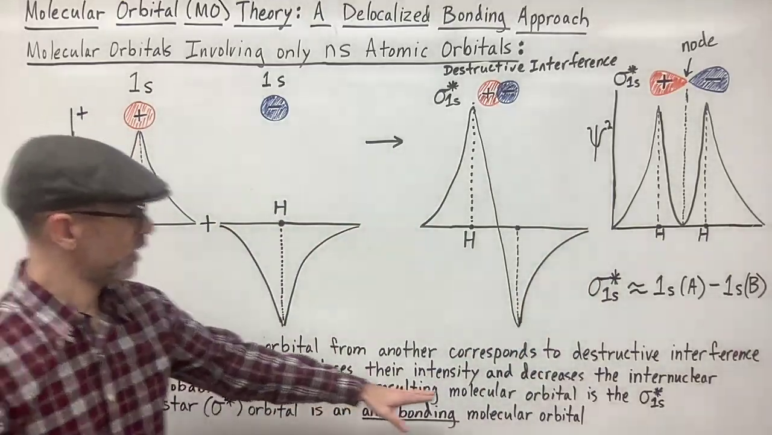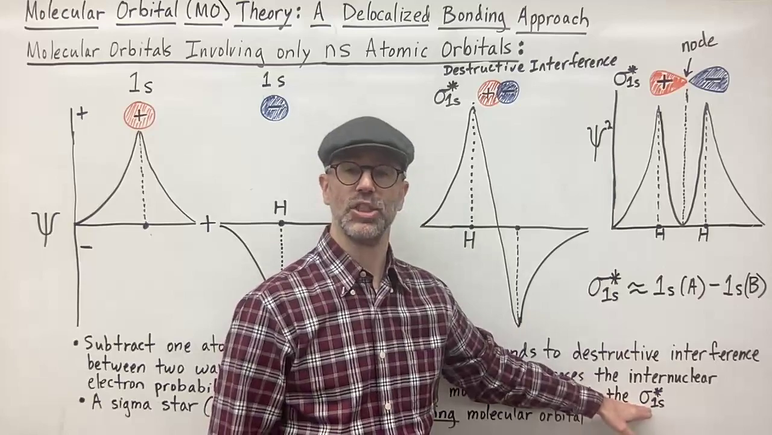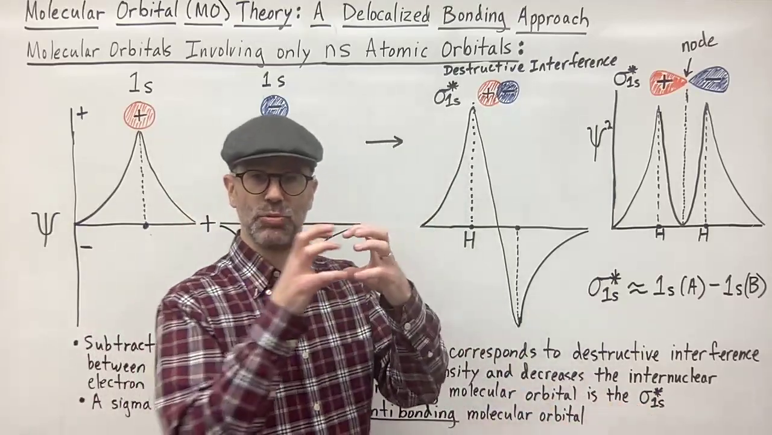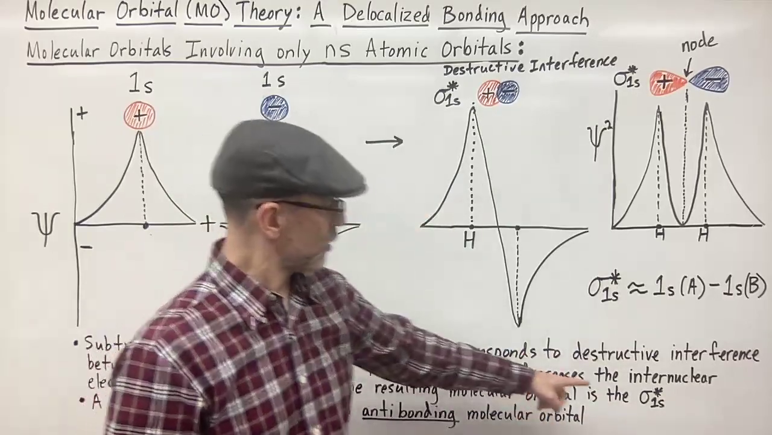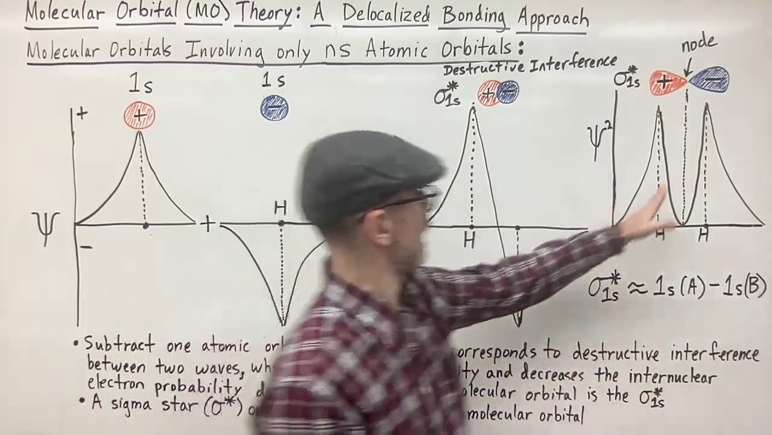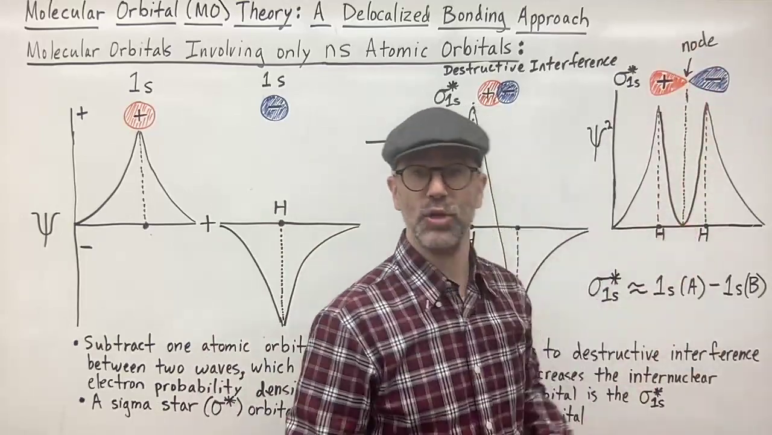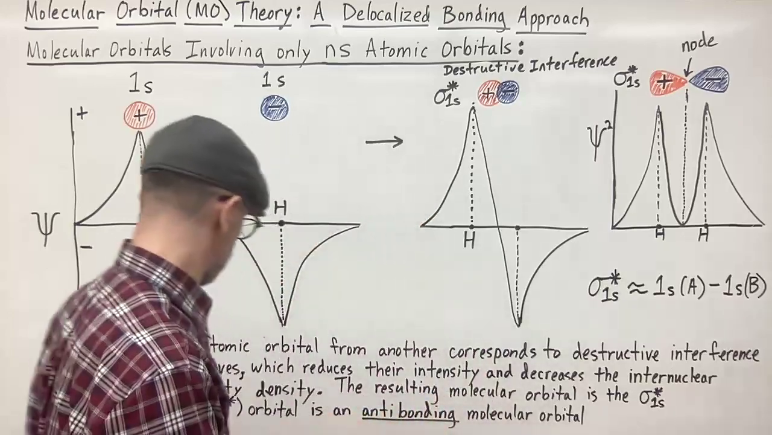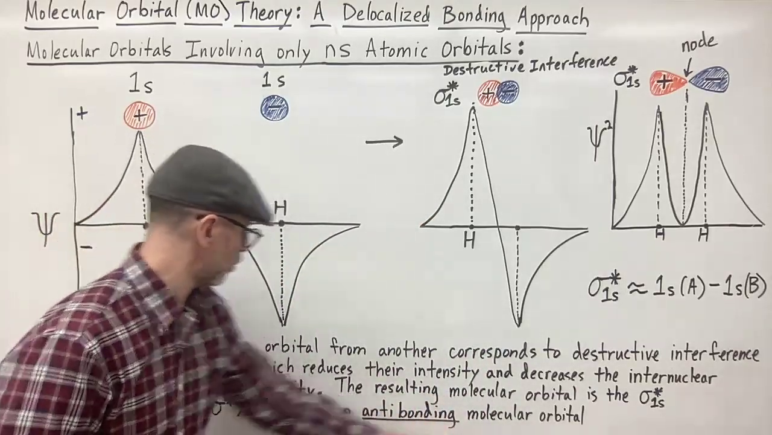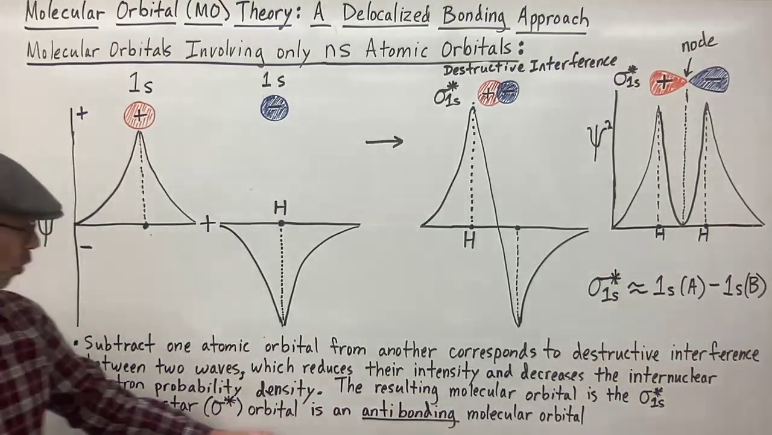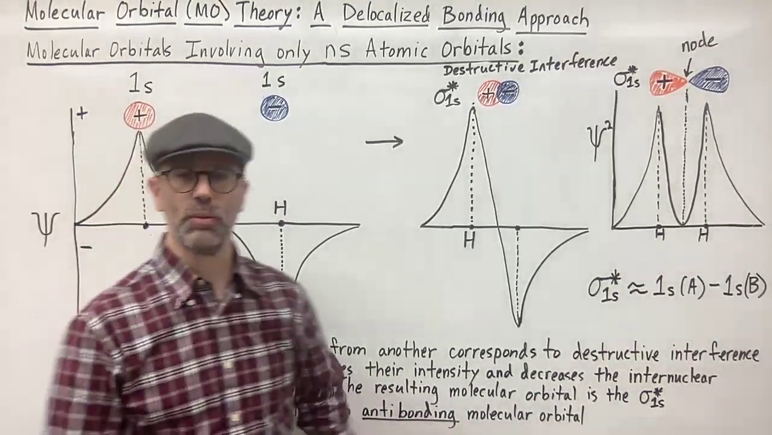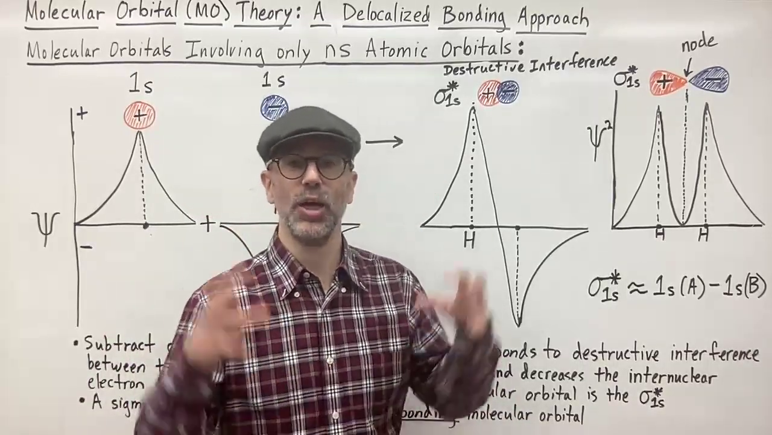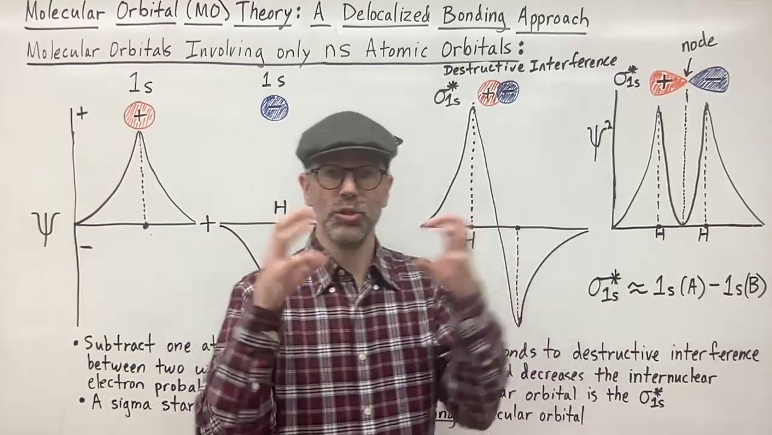The resulting molecular orbital is a sigma 1s star. Again, the sigma indicates that we're talking about the electron distribution along the internuclear axis. The star indicates that there is a node in the plane. So when you get a node, that refers to anti-bonding. So here we have an anti-bonding orbital. So a sigma star orbital is an anti-bonding molecular orbital. What does that mean? It means that it doesn't add to the bonding. It kind of weakens the bonding between the two atoms.